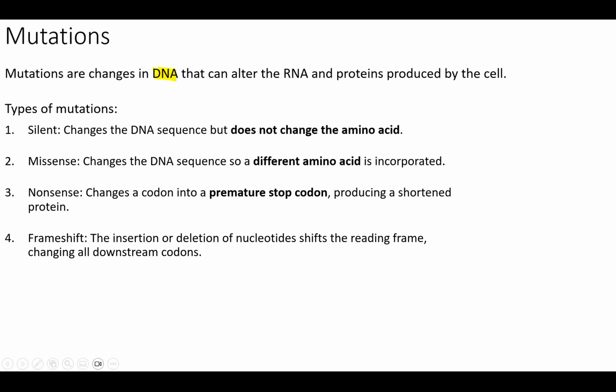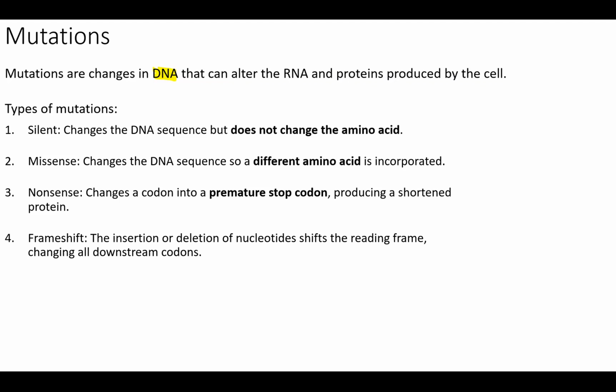But because of transcription and translation, any mutation that happens in the DNA is going to affect the RNA and possibly the protein that gets produced. Okay? But mutations actually occur at the DNA level. Okay? So let's define the types of mutations that we may talk about. Now, we are going to be looking at silent, missense, nonsense, and frameshift mutations.